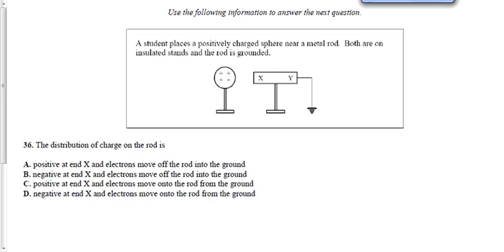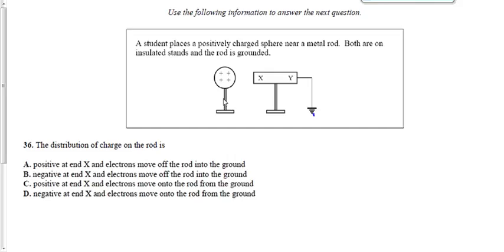All right, here's another one. See what we can do with number 36, please, in your worksheet booklet. Okay, what do we got? It says a student places a positively charged sphere near a metal rod. Both are on insulated stands, and the rod is grounded. They're talking about insulated stands here just to remind us that we don't have to worry about electrons going like this way. It's insulated from the ground, so the only transfer of electrons to the ground is going to occur in this grounding wire here.